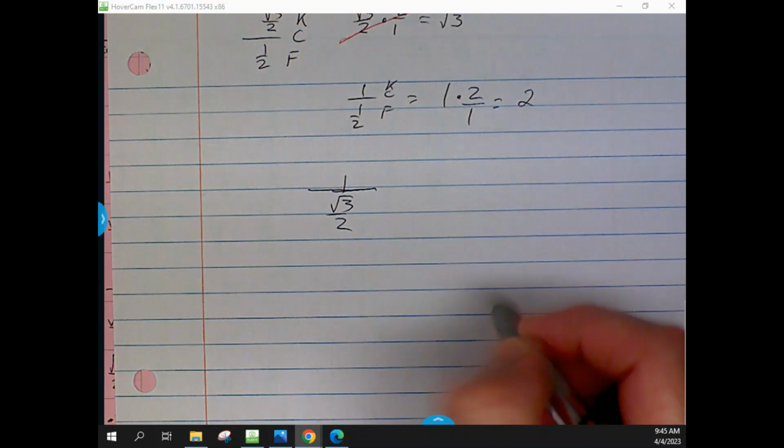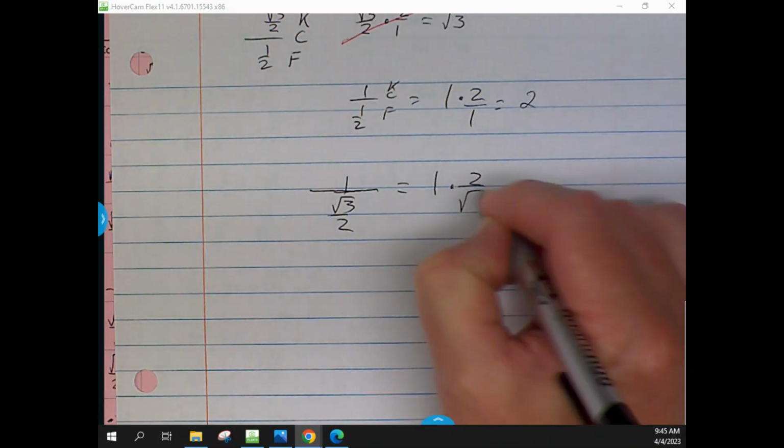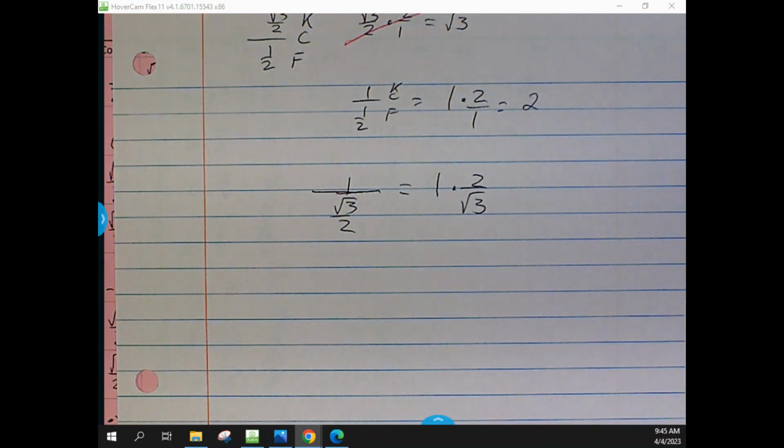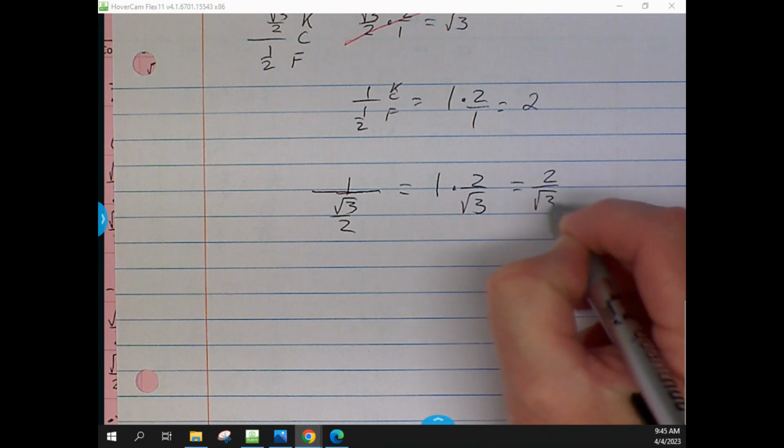So it's 1 over square root of 3 over 2. If you keep it, change it, and then flip it, we've got that. The good news is it's 1 times that one. So the 1 doesn't do anything. So that's really just 2 over the square root of 3.